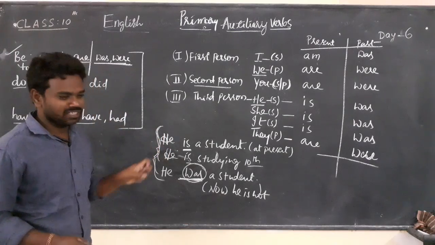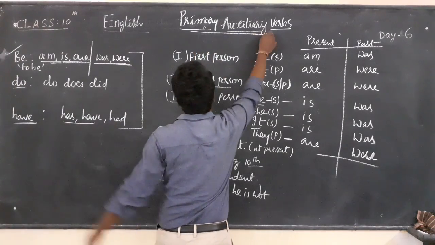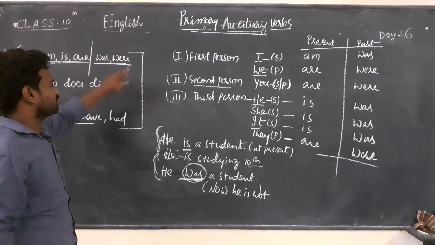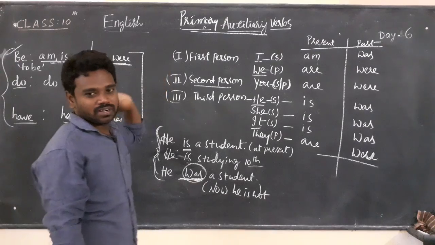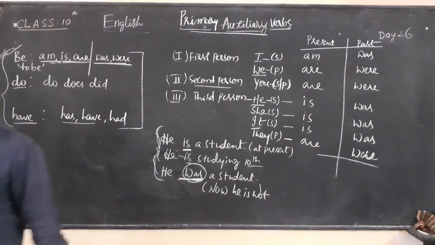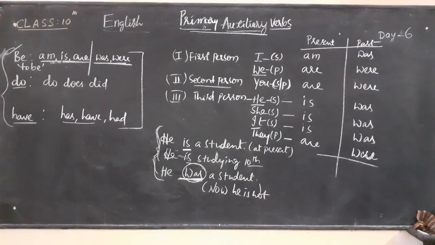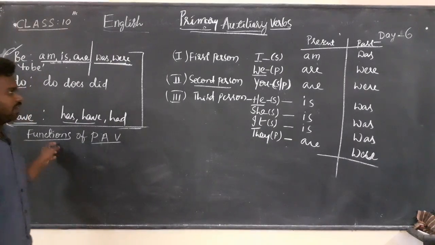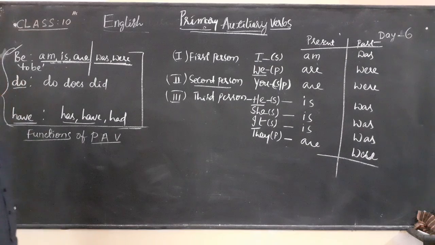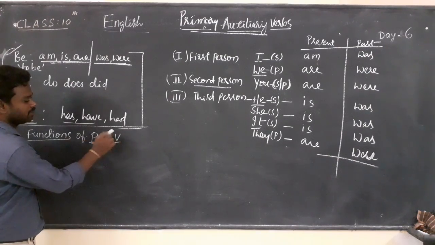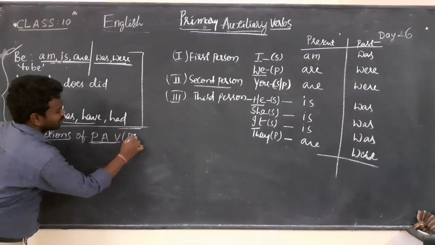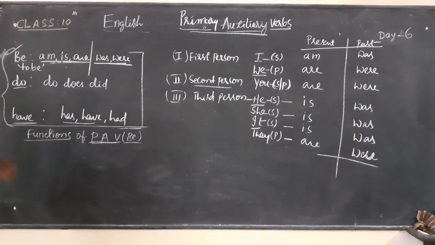Let us see the function and when do we use these primary auxiliaries, especially am, is, or was, were, be forms or do forms or have forms. So when do we use them? Right, let us see now. Until now we have seen how these be forms go. So right now, the functions of primary auxiliary verbs. Right, be forms. Let us see only the functions of be forms.